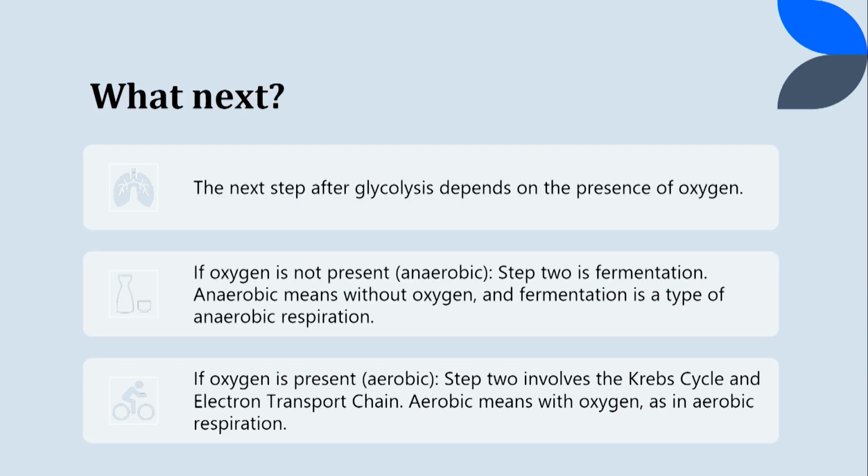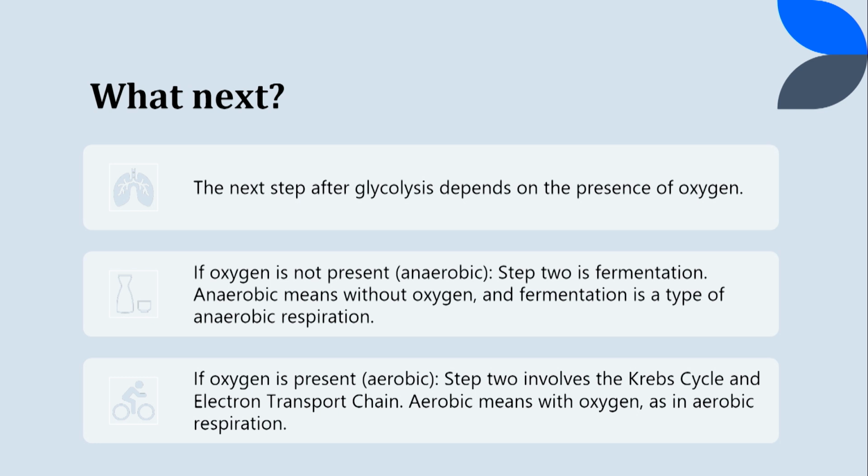Okay, so what happens after that? The next step after glycolysis depends on if we have oxygen or not. If oxygen is not present, we do anaerobic respiration. And that means we're going to have to do some sort of fermentation. In our cells, we'll do lactic acid fermentation, and in plants and yeast, they'll do something called alcoholic fermentation. Anaerobic means without oxygen, and fermentation is a type of anaerobic respiration.